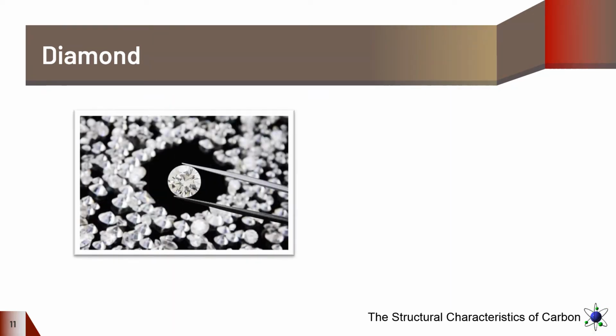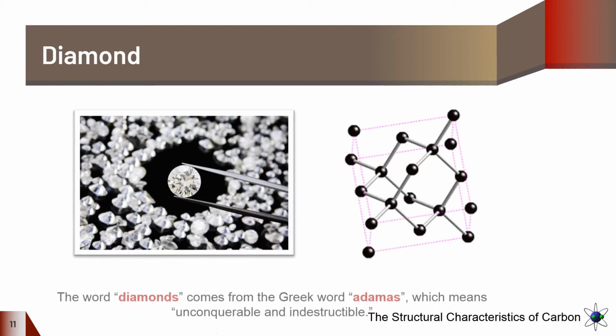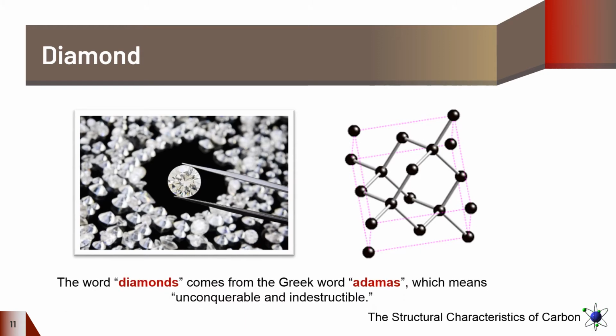This is an illustration of a diamond, and this is the illustration of the arrangement of atoms in a diamond. The word diamond comes from the Greek word adamas, which means unconquerable and indestructible. Diamond is one of the hardest minerals on earth, and it is only diamond which can scratch another diamond.